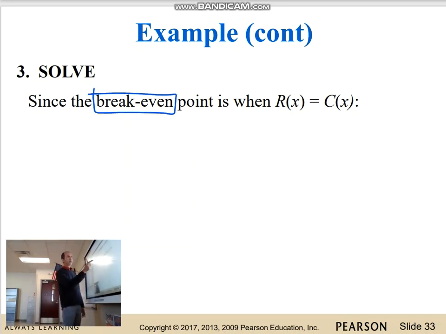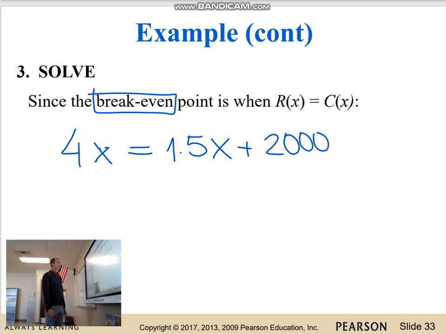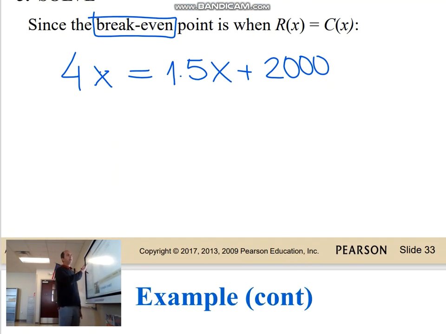And to break even, you need to have revenue equal to cost. That means 4 times x, which is the revenue, equals the cost, 1.5 x plus 2,000. Right? Now we can apply the addition property of equality and the multiplication property and solve this equation to find x.